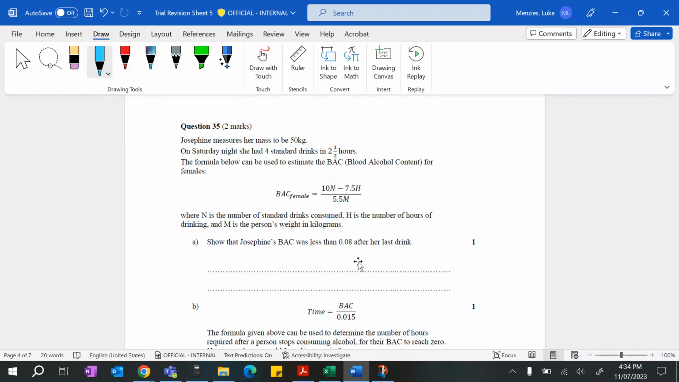Josephine measures her mass to be 50 kilos on a Saturday night. She had 4 standard drinks in 2.5 hours. The formula below is used to estimate the blood alcohol content for females, where N is the number of standard drinks, H is the number of hours, and M is the person's weight in kilos.